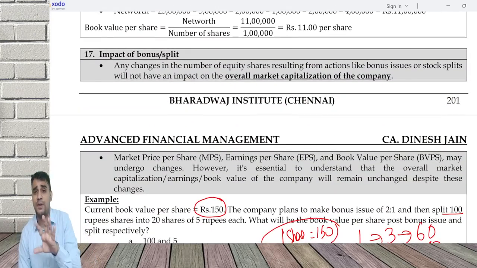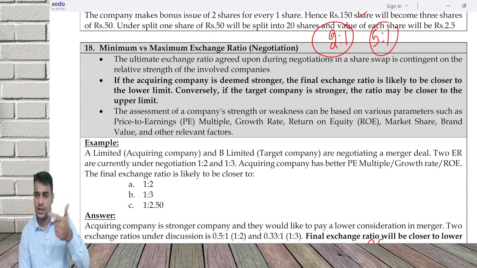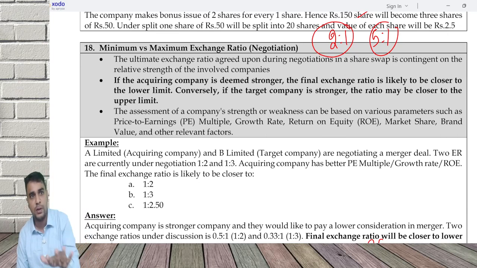If any bonus or split happens, overall value will remain the same. Per share price will go down because the number of shares increased. So your number of shares will increase, EPS will go down, MPS will go down, BVPS will go down, overall value will remain the same. Minimum exchange ratio, maximum exchange ratio in a negotiation process. If the buyer is more powerful, you will put down the price. If the seller is more powerful, he will increase the price.